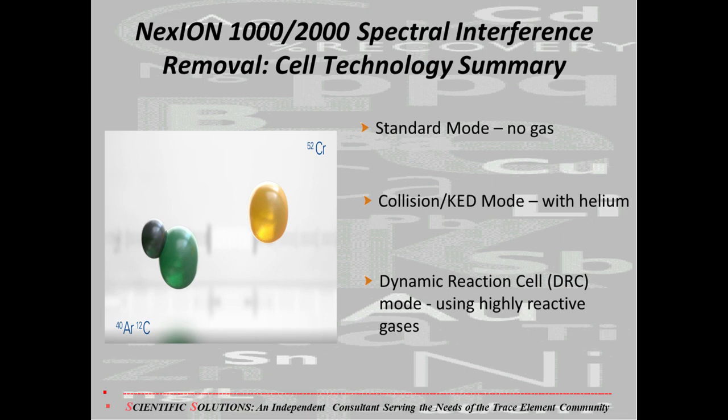So let's expand on how interferences created in the plasma are reduced with an active collision reaction cell. There are three primary modes of operation. Standard mode with no gas, which is used for routine samples with very few interferences. Second is simple collision mode, typically used with helium gas and kinetic energy discrimination, or KED, for moderate levels of interference reduction. And finally, there's dynamic reaction mode, where a reactive gas is used to chemically react with the interfering ion to either move it to another mass region or shift the mass of the analyte away from the interference using ion molecule reaction chemistry.